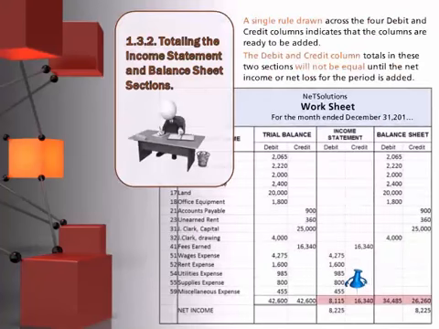In this part of my presentation, I'd like to talk about totaling the income statement and balance sheet sections. After all amounts have been extended to the balance sheet and income statement sections, these sections are totaled. A single rule drawn across the 4 debit and credit columns indicates that the columns are ready to be added. Unlike the trial balance section debit and credit totals, the debit and credit column totals in these 2 sections will not be equal until the net income or net loss for the period is added.